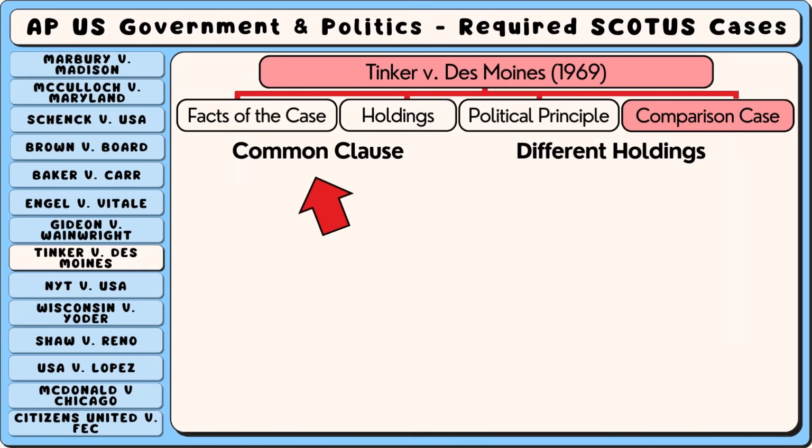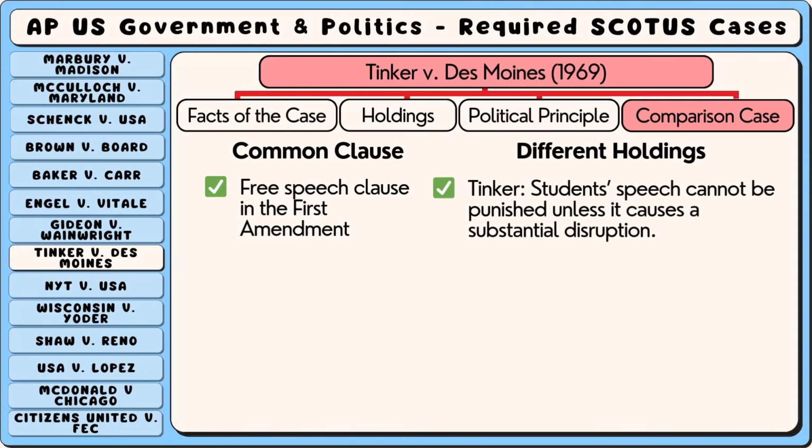So let's look at the shared constitutional clause and the differences in the holdings between these two cases. The shared constitutional clause is, of course, the free speech clause in the First Amendment. The holding in Tinker versus Des Moines was that students have First Amendment rights at school, and their speech cannot be punished unless it causes a substantial disruption.